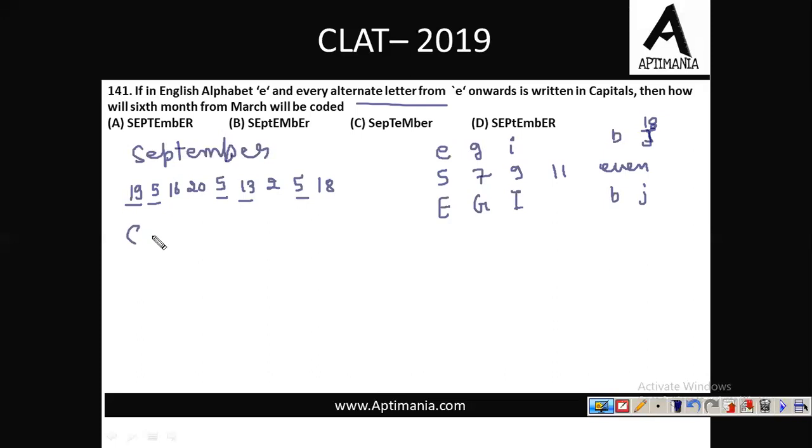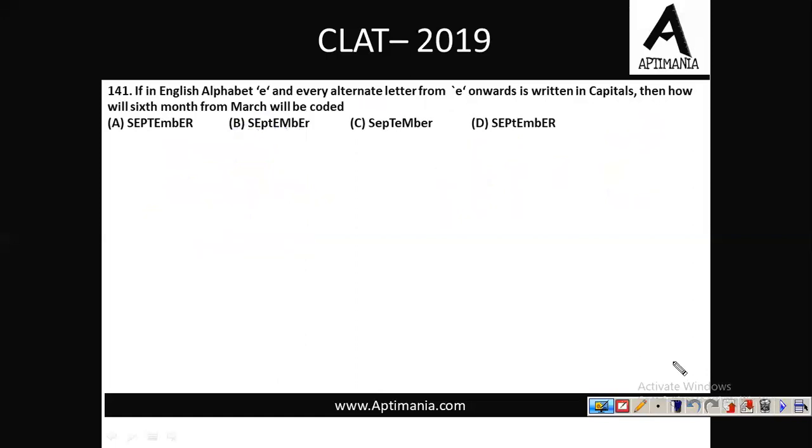Now S will be in capital in our answer, E will be in capital, then P and T will be in small. Fine. Next E will be in capital, M will be in capital, then B will be in small, E again will be in capital, and then R. So S, E, E, M, and E. So option B is the correct one. Fine. So this is a very easy question. Moving to the next question.